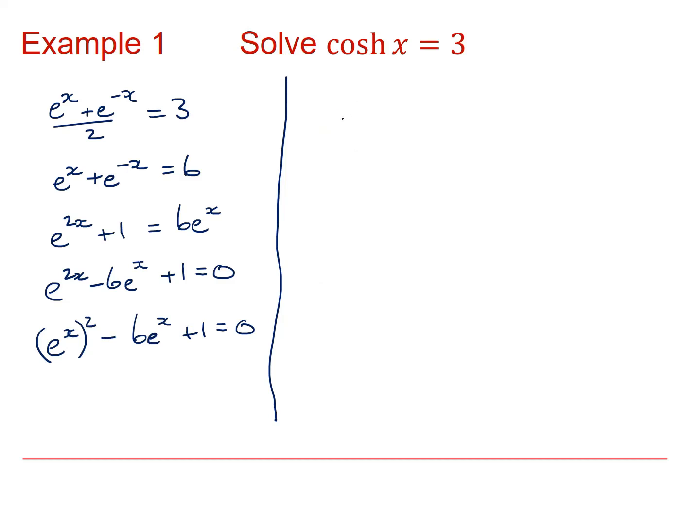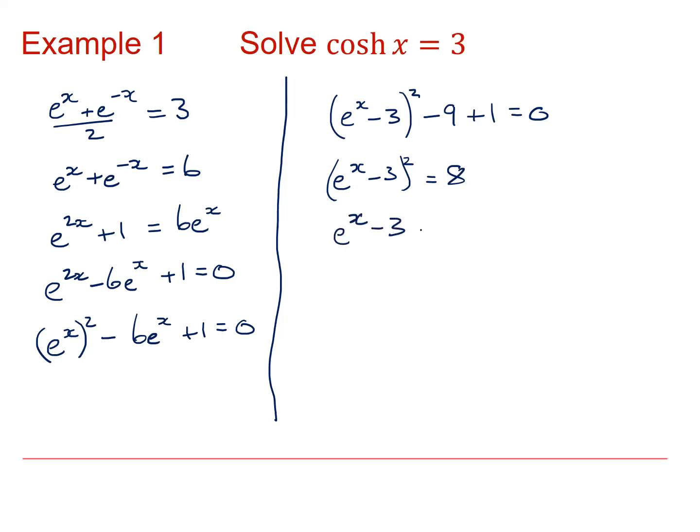So I'm going to look at e to the x minus 3 all squared, and that's going to give me an extra plus 9 at the end, so I need to take that off. Plus 1 is equal to 0. That's going to give me e to the x minus 3 squared is equal to 8. Square roots of both sides, e to the x minus 3 is equal to plus or minus 2 root 2. And so e to the x is equal to 3 plus or minus 2 root 2.